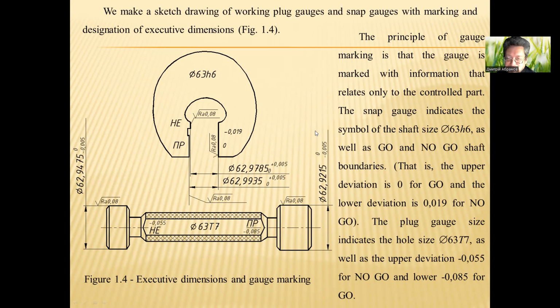The plug gauge indicates the hole size, diameter 63 T7, as well as the upper deviation minus 0.055 for no-go and lower minus 0.085 for the go side. So write down to your notes figure 1.4, executive dimensions and gauge marking.